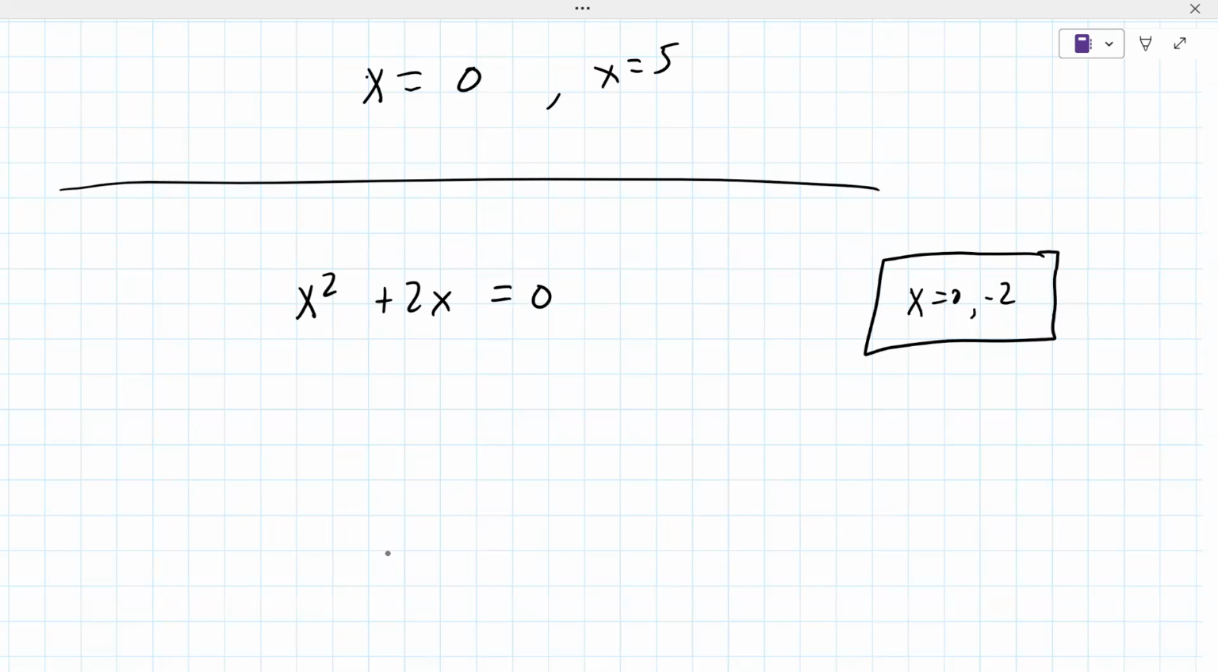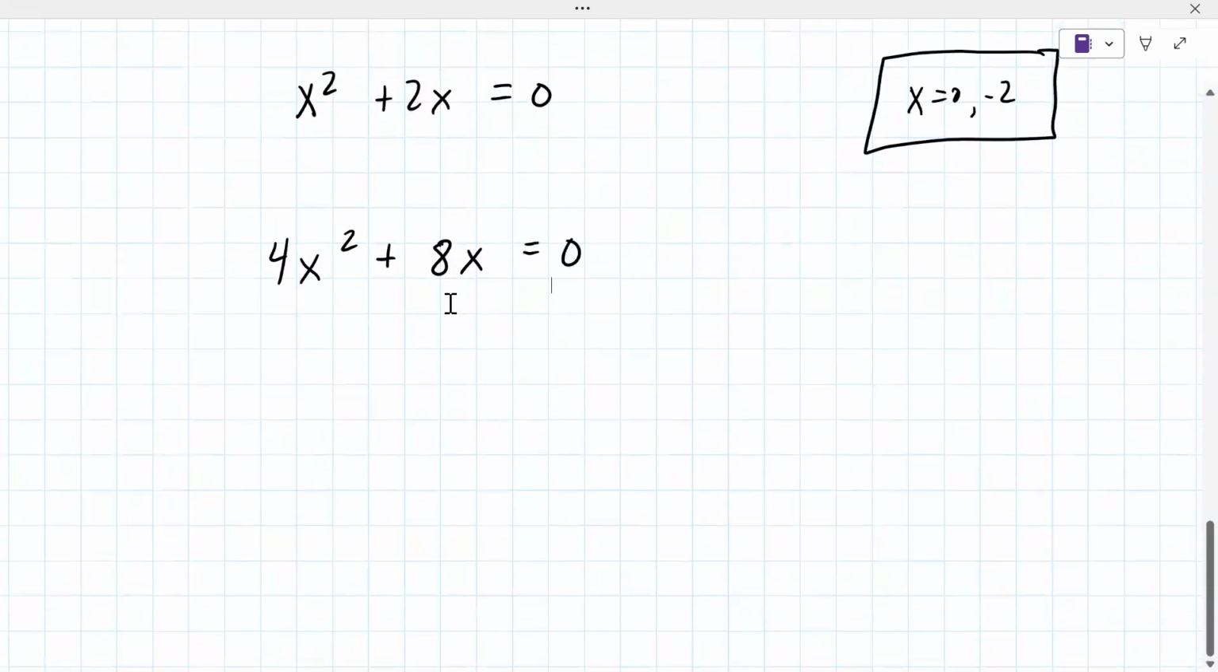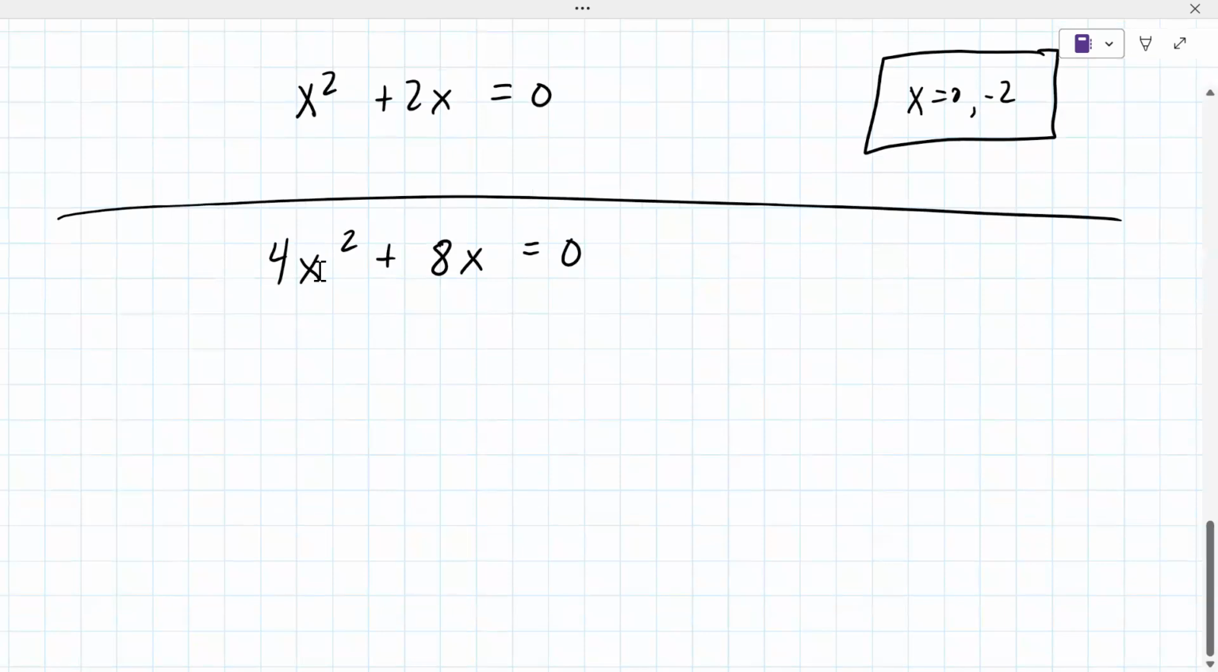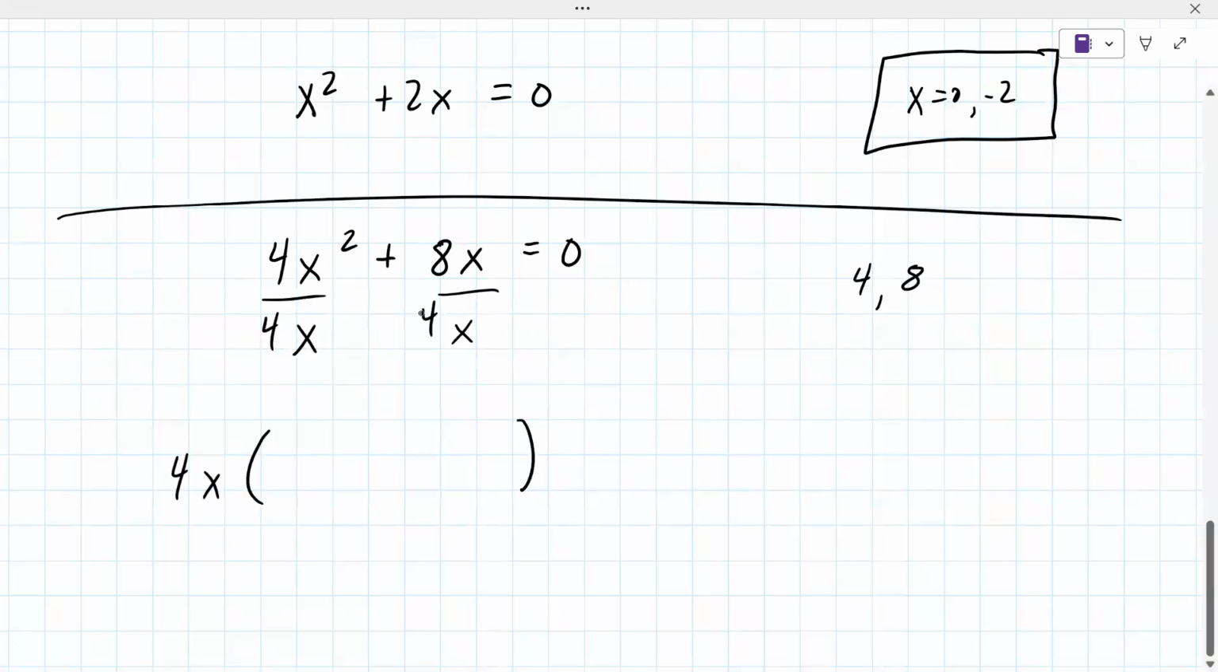All right, now it could be more, so it's not just x. Here's another problem you could see. It could be like 4x squared plus 8x equals 0. So this time, yeah, they both have an x in it. So you're definitely going to divide both by x, but is there a number that goes into both 4 and 8? What's the largest number that divides into both 4 and 8? 4. Yeah. So you can divide both of these by 4x. 4x goes on the outside.